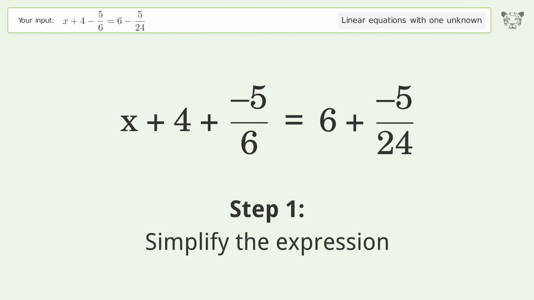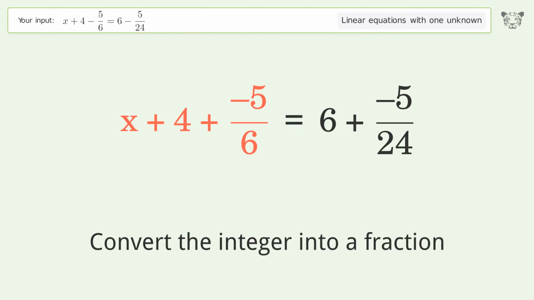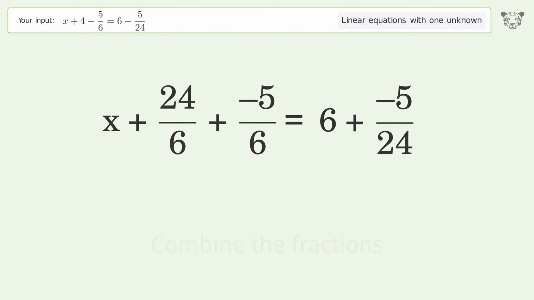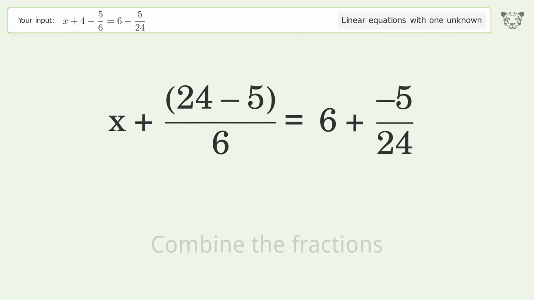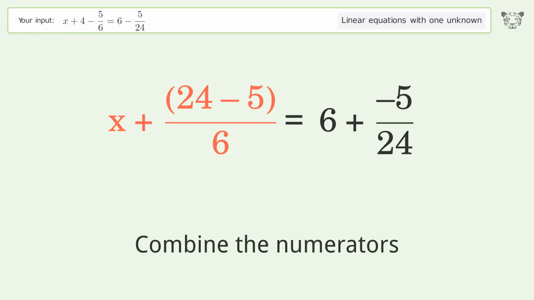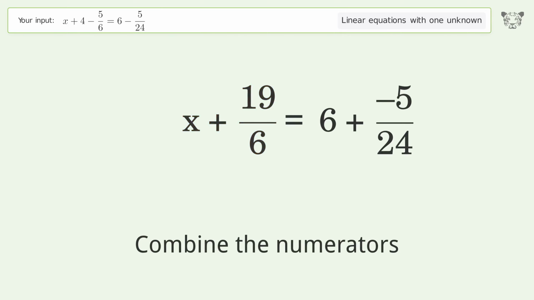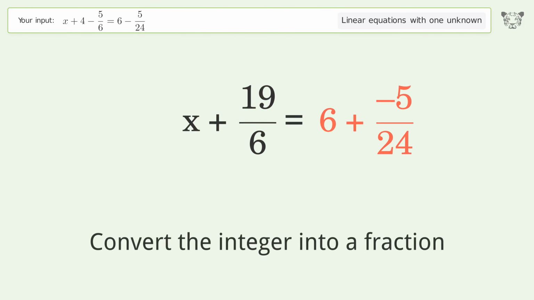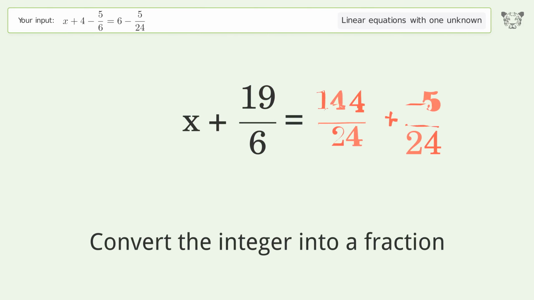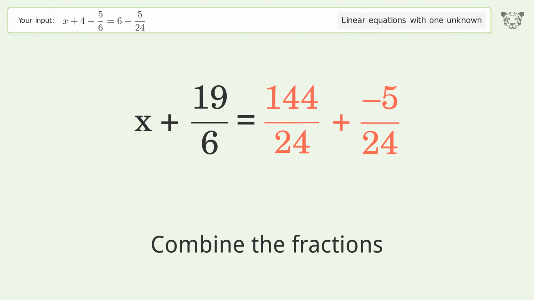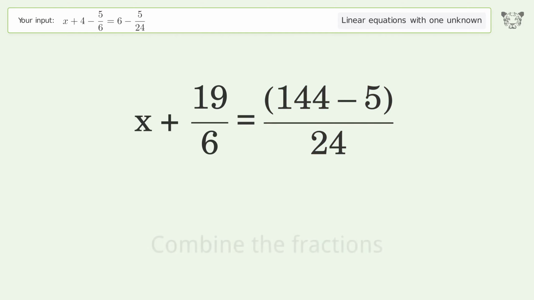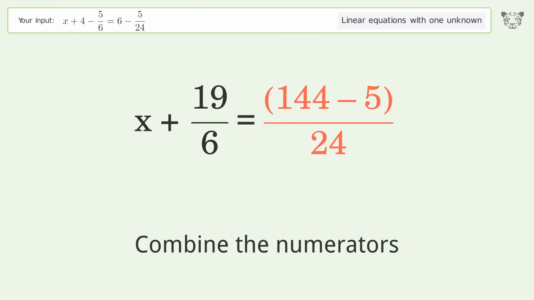Simplify the expression. Convert the integer into a fraction. Combine the fractions. Combine the numerators. Convert the integer into a fraction. Combine the fractions. Combine the numerators.